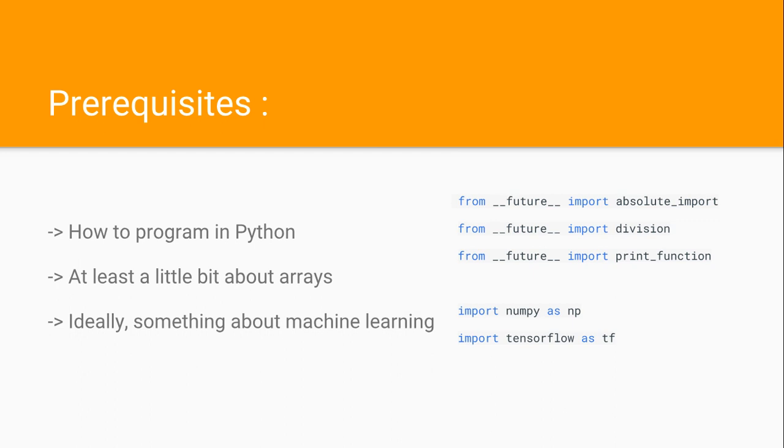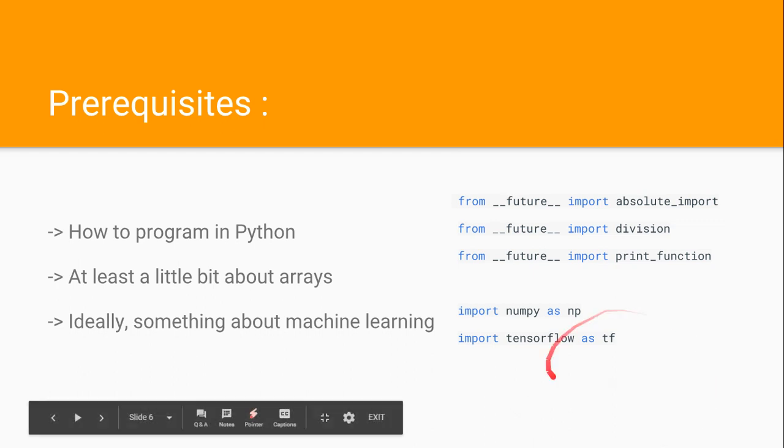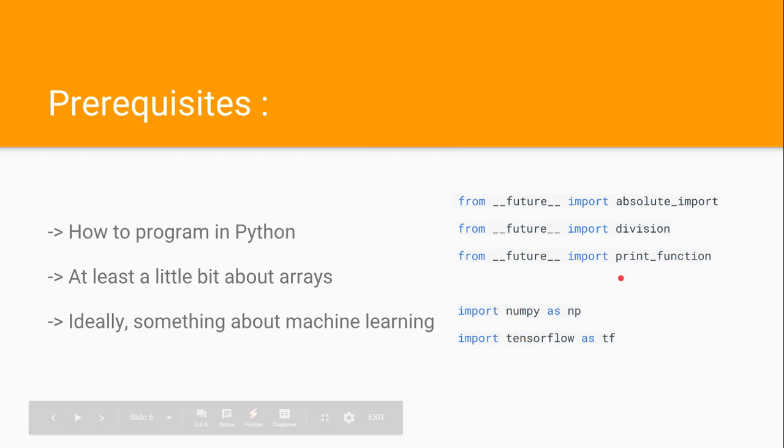Here are some of the prerequisites to start with TensorFlow. You should know how to program in Python, because we'll be working in Python in this tutorial series, and a little bit about arrays, and ideally something about machine learning, because you are getting started with machine learning. You should know about NumPy, Pandas, Matplotlib, what they do, TensorFlow, and sklearn, the different libraries for machine learning.